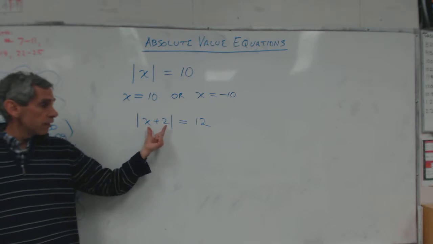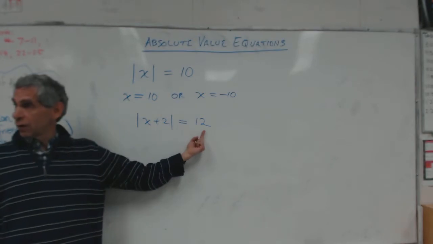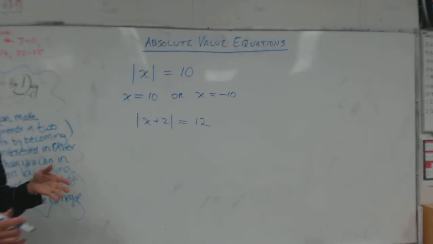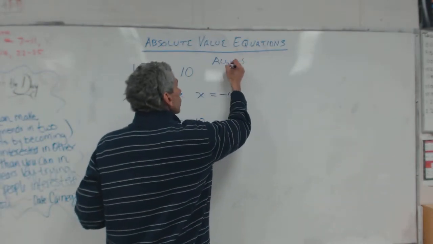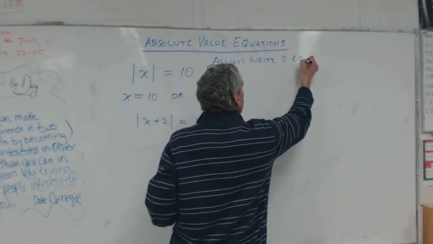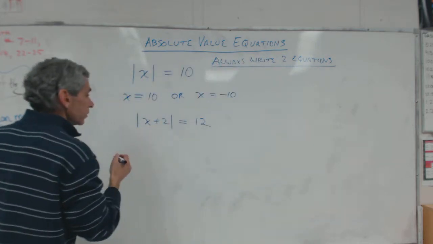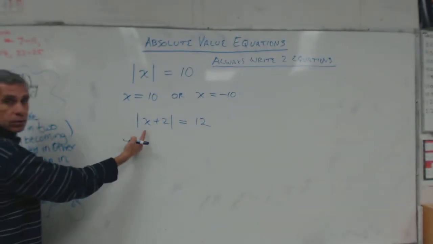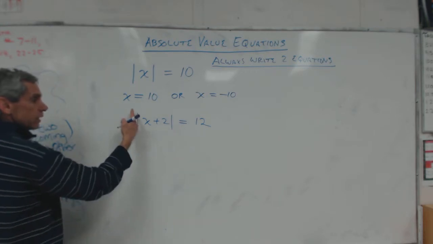x plus 2 could be negative 12, and then the absolute value of negative 12 would still be 12. So you write two equations. Always write two equations. So this is important. Always write two equations. The first one is exactly what you see without the absolute value sign. Is that clear?